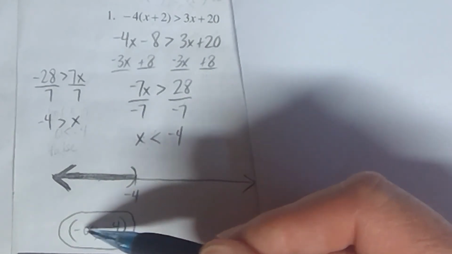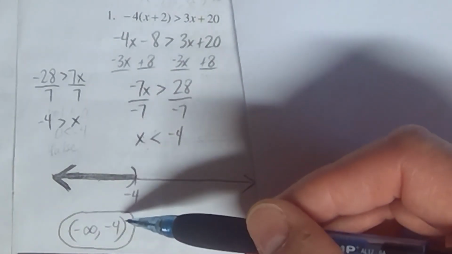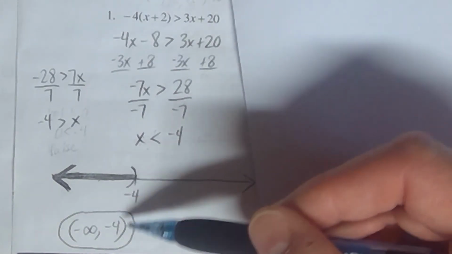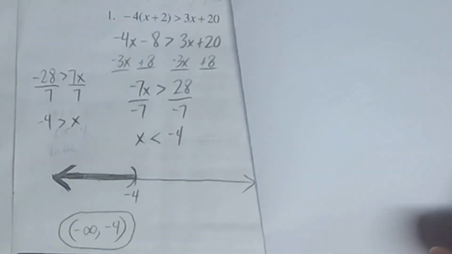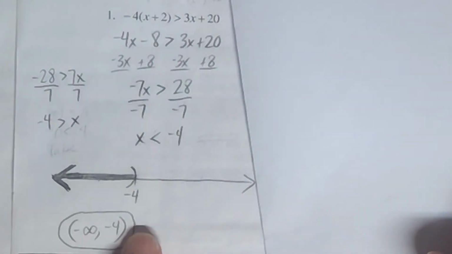Remember, negative infinity is always round. That's why I put a round bracket there. And then negative 4 is just going to be the same bracket as it is in the graph. And you can see I did that there. Okay, so that's number 1.